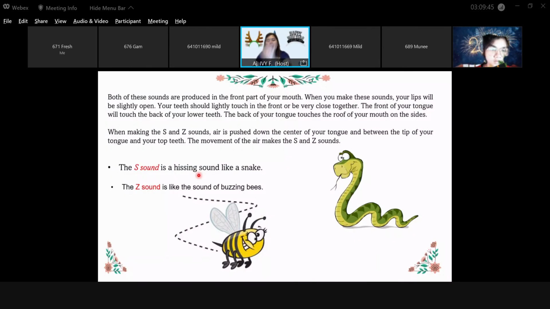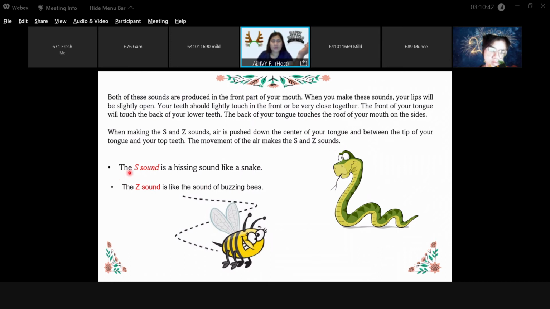Okay? Now, both of these sounds are produced in the front part of your mouth. When you make these sounds, your lips will be slightly open. Your teeth should lightly touch in the front or be very close together. The front of your tongue will touch the back of your lower teeth. The back of your tongue touches the roof of your mouth on the sides. So when making the S and Z sounds, air is pushed down the center of your tongue and between the tip of your tongue and your top teeth.